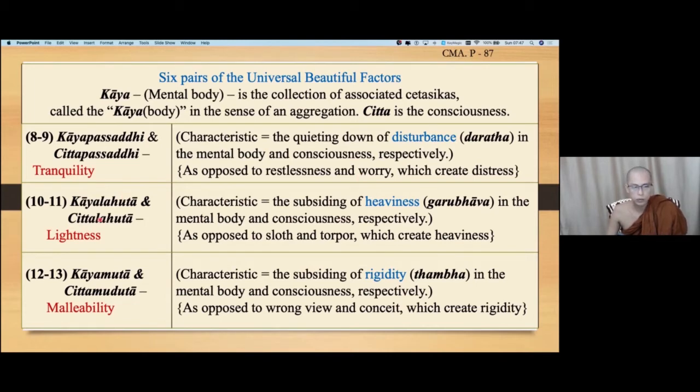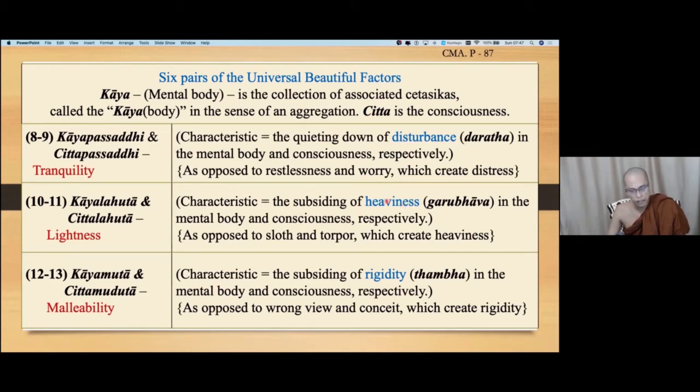Then another group, Kaya Lahuta and Citta Lahuta, the pair of lightness. The characteristic is the subsiding of heaviness.